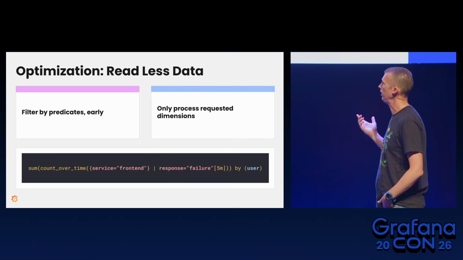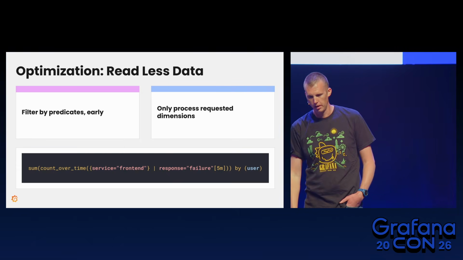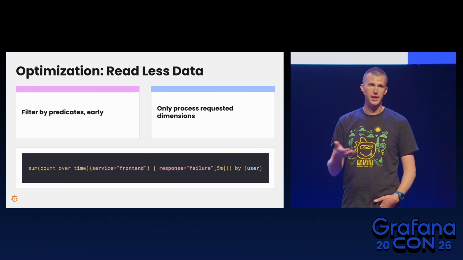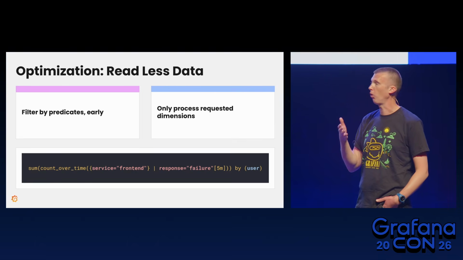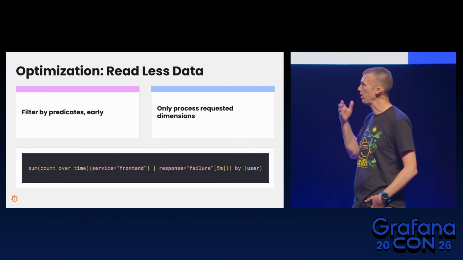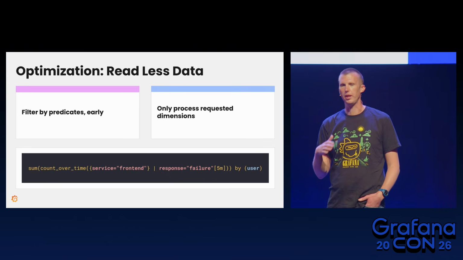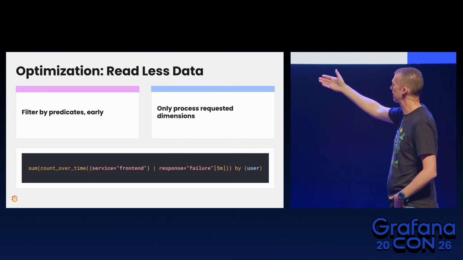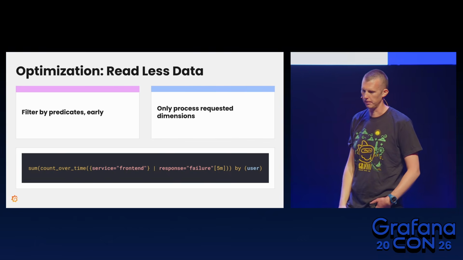The key optimization to this whole new query engine was to read less data. By detecting predicates early, we can push them exactly where they're needed, and that allows us to filter early and only process the dimensions needed for that specific query. I may use the word dimension a few times, so just real quickly, what I mean there is any queryable property of a log. So in this example, service, response, and user are all queryable properties, or dimensions.